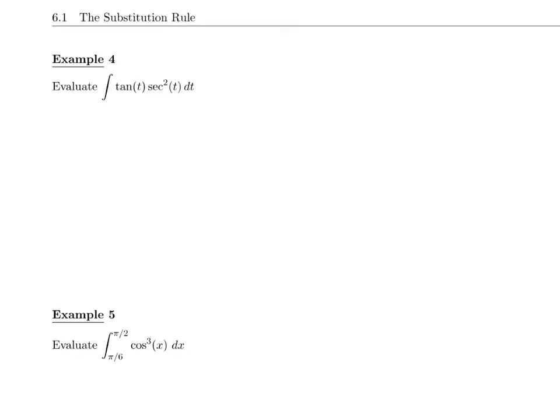Okay, moving on with some other trig examples. We have tangent multiplied by secant squared. We're trying to find the antiderivative.